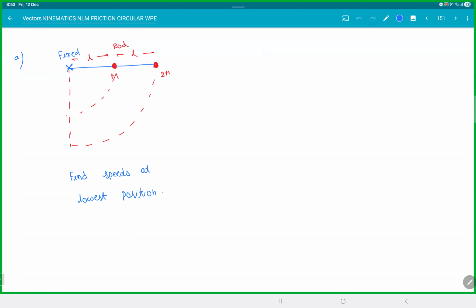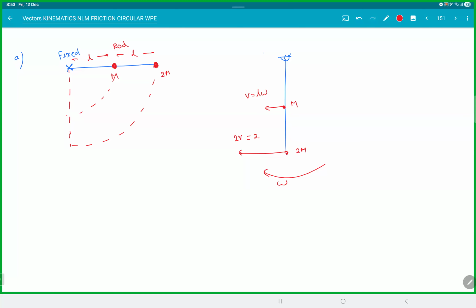The most common mistake. If you got it, then it is great. People think both the particles have the same speed. Particles have the same omega. That means if this guy is going with v, which is L omega, this guy is going with 2v. That is the main thing. So if you go for that, then it's a problem.